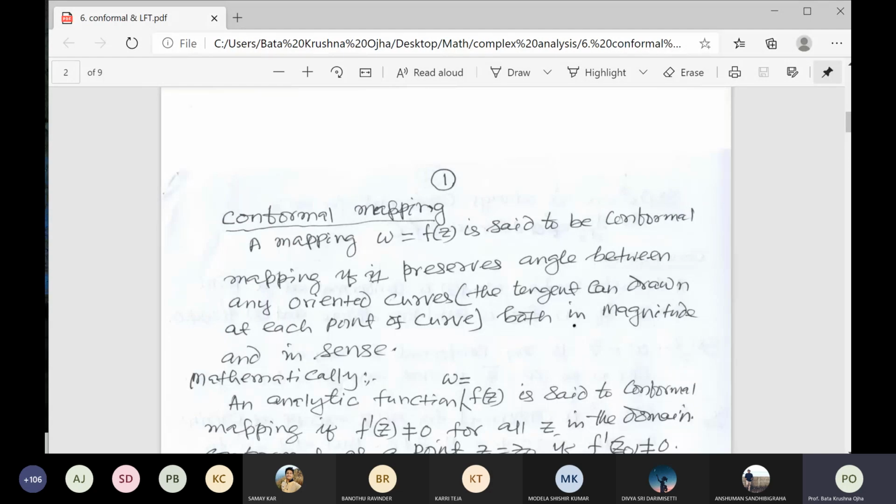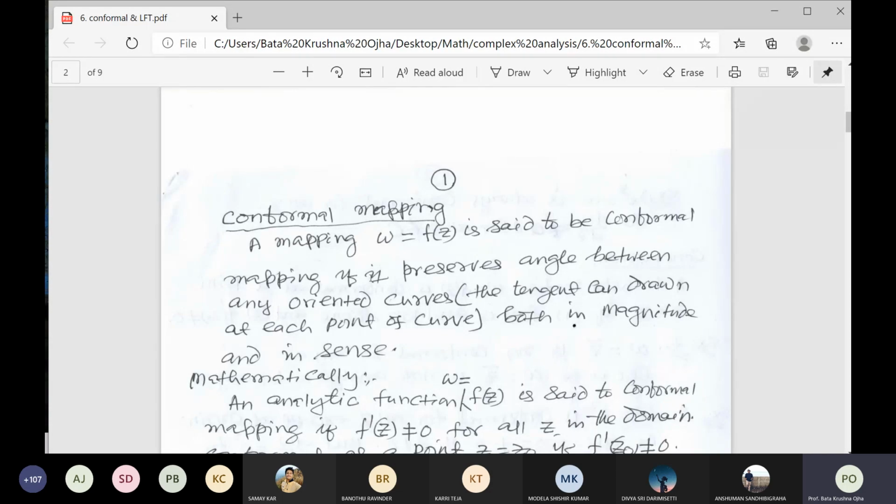The definition is that the mapping preserves the angle between two oriented curves. Oriented means that at every point you can draw the tangents. So the angle between two curves in the z plane is theta, and the angle between two curves in the w plane is phi. If theta and phi are equal in magnitude and preserve the direction, that is, both are measured either anticlockwise or clockwise, then we say that the mapping w equals f of z is called a conformal mapping.